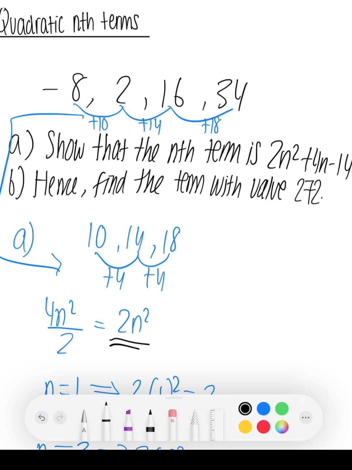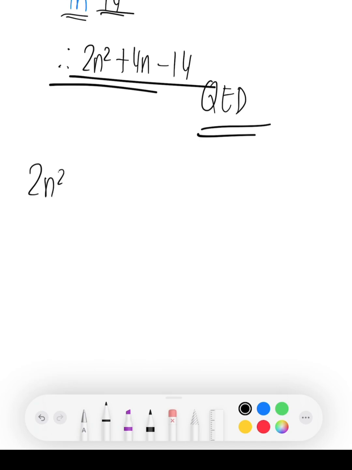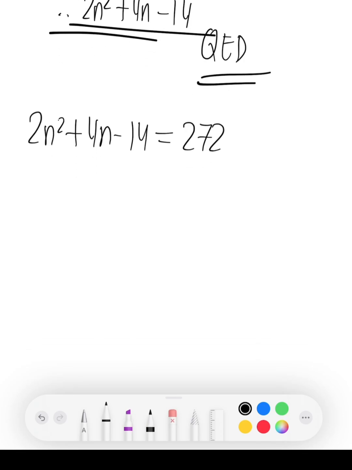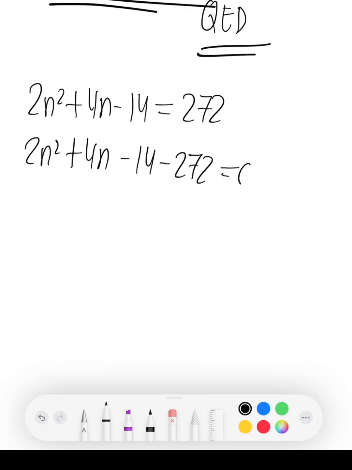Hence, find the term with the value 272. So, we're saying that 2n squared plus 4n minus 14 will give me 272. So we need to just find out what values of n will fulfill that. So 2n squared plus 4n minus 14 minus 272 will give me 0. Now if we can simplify that down, which we can, 2n squared plus 4n minus 286 will give me 0.